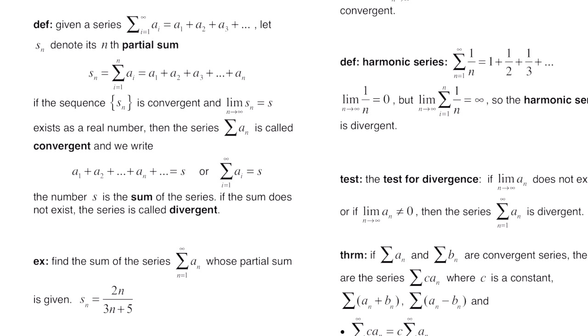Then it says if the sequence S sub n is convergent and the limit as n goes to infinity of S sub n equals S exists as a real number, then the series, sigma a sub n, is called convergent, and we write it a sub 1 plus a sub 2 plus ... plus a sub n equals S, or in sigma notation, it equals S. The number S is the sum of the series. If the sum does not exist, then we say that the series is divergent.